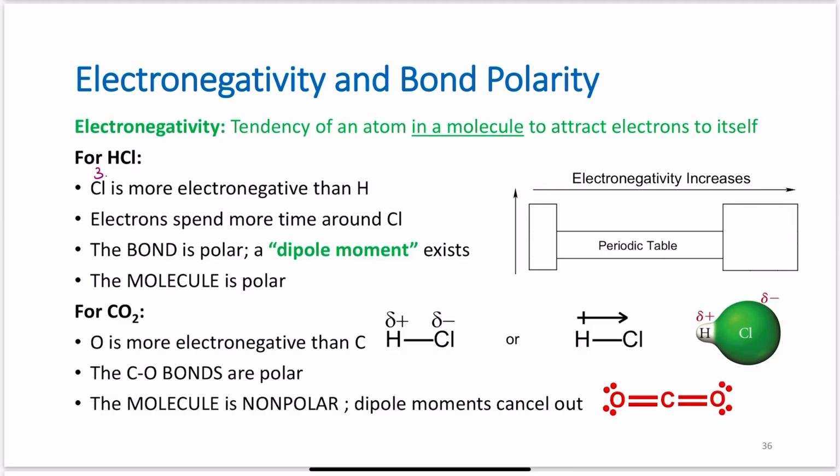On the Pauling scale, it's a 3.0. Hydrogen, 2.1. Do you have to know the numbers? No. You do have to know that chlorine is a lot more electronegative than hydrogen, though. What happens here is that the electrons spend more time around the chlorine.